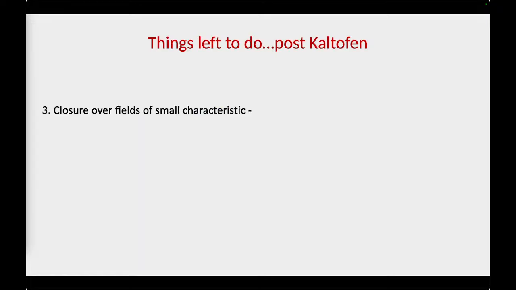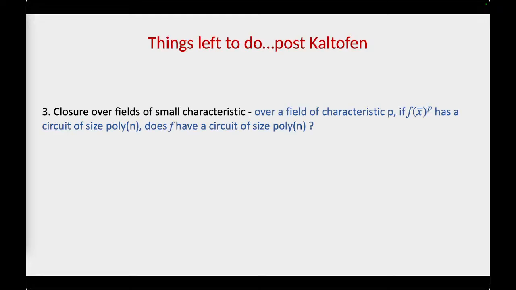The third question is to understand the question of closure under factorization over fields of small characteristic. I'll not state precisely what Kaltofen proved here, but here's a problem that is open, and this will address the issue. Suppose we are over a field of characteristic p, so let's assume 2. So we are over a field of characteristic 2, and we have a small circuit that computes the square of a polynomial. Does the polynomial have a small circuit? It almost feels like the answer should be yes, right? But we don't know how to prove this. The best bounds we know incur a p to the n blow up in size in the process.